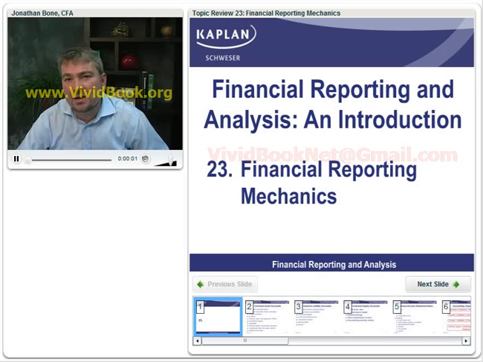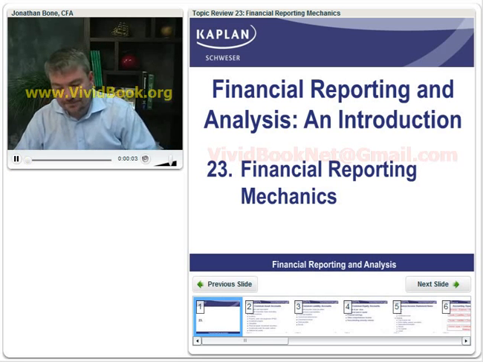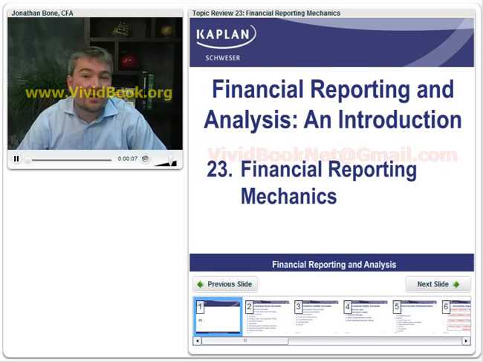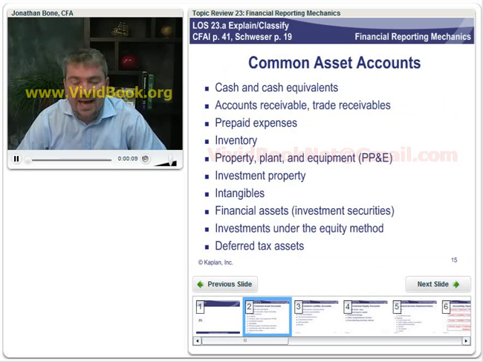Mechanics that drive the balance sheet and the income statement. So our first LOS asks us to explain and classify common asset accounts. Well, what is an asset? An asset is anything that will lead to a future flow of benefits, future inflows to the company.